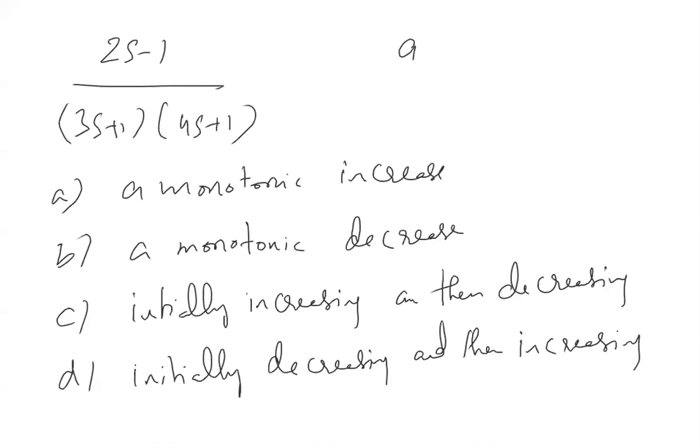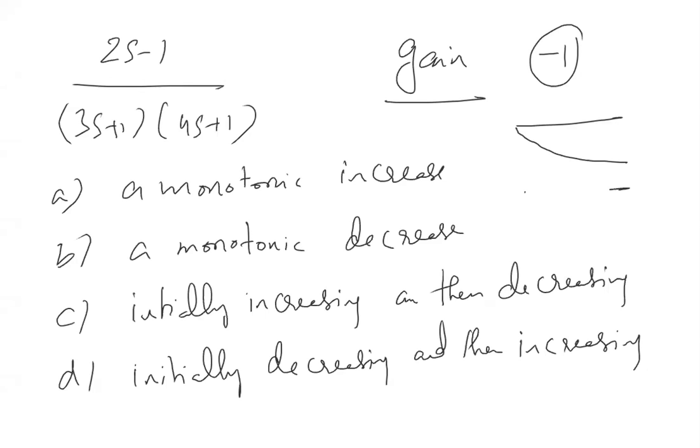What is gain? Gain means put s equal to 0. So minus 1, which means negative gain. Then how many options will you have? Either going like this, or increasing and then going like this. So monotonic increase will not be correct, and initially decreasing and then increasing will also not be correct. Either monotonic decrease or monotonic increase. Then for that, you have to find the slope.